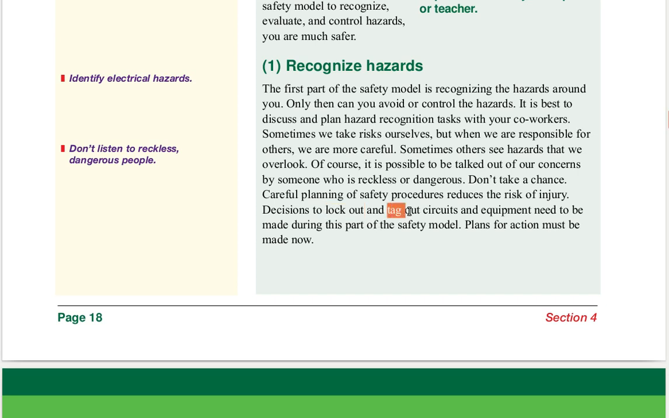The tag out means you place a tag warning others not to try to close the circuit because someone is working on it.